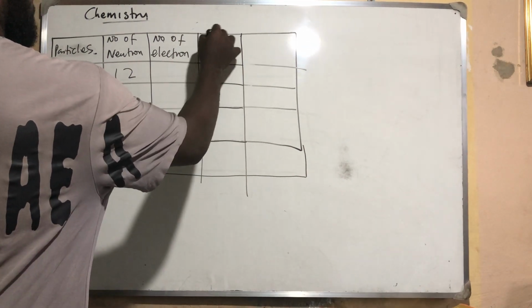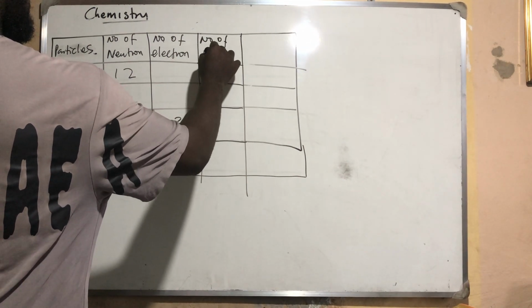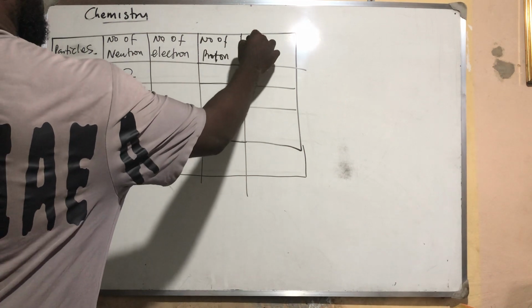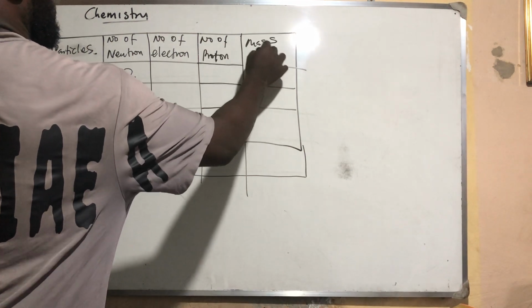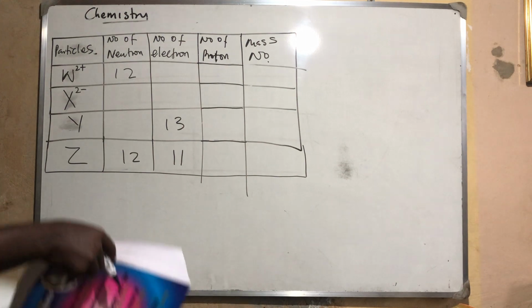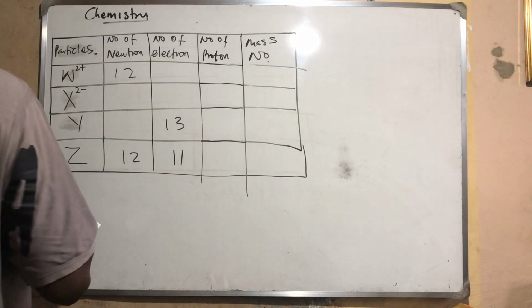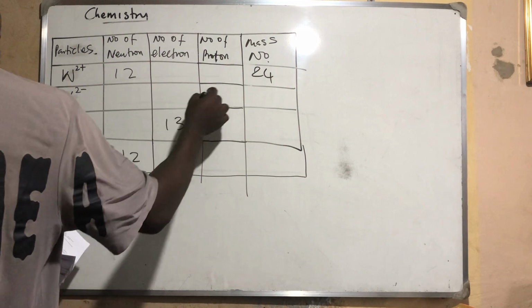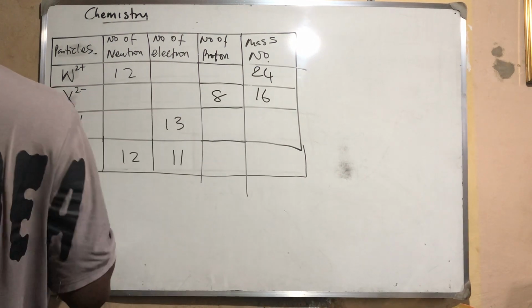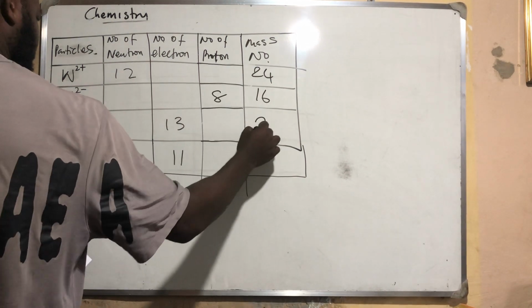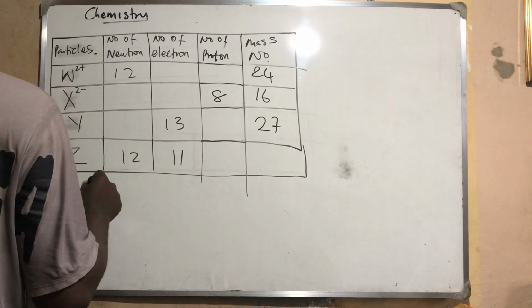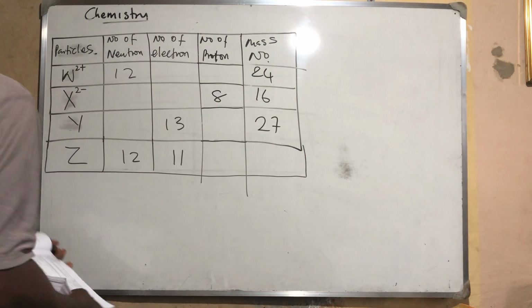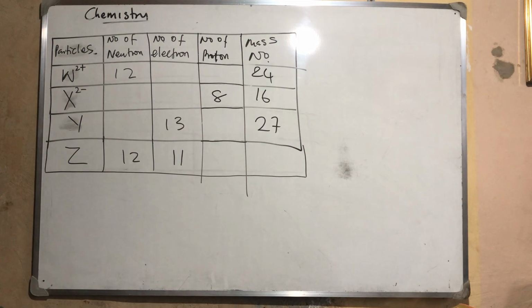You say it's number of proton. Why here is now mass number. Okay. So in the first line they gave us 24 here. In the second line they gave us 8 and 16. In the third line they gave us 27 and 13. Okay, so this is what they gave us, and they say we should copy and complete this.